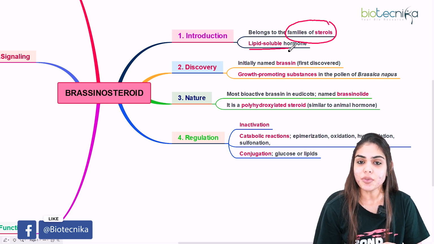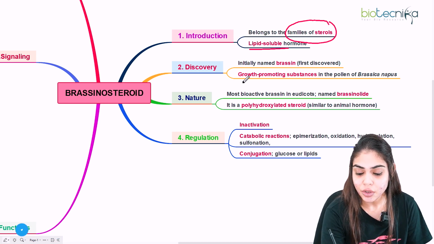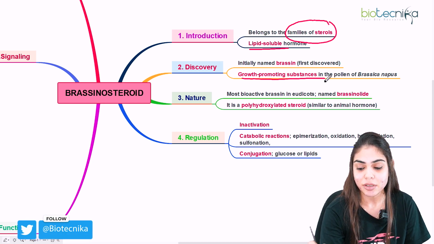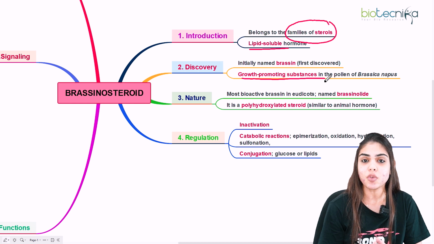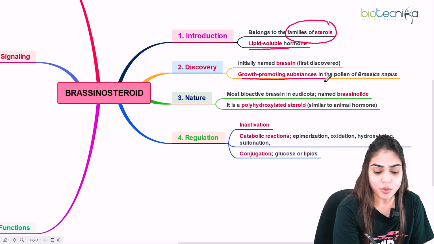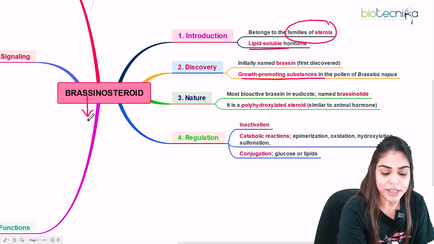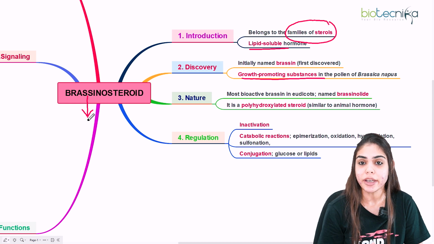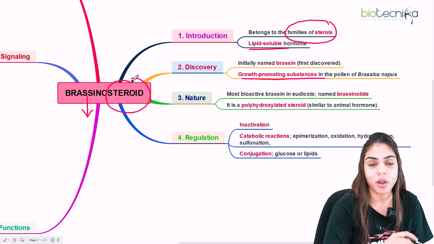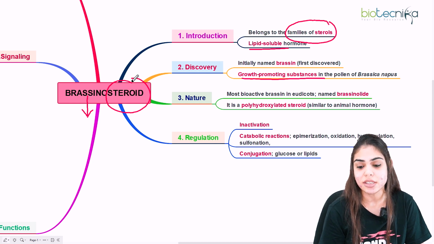They were, for the first time, identified as growth promoting substances in the pollen of Brassica napus, where a compound called brassin was discovered. That's why it is called brassinosteroid, because it was the very first compound that was isolated or discovered in the pollen of Brassica napus, that is a derivative of sterol family, and hence named brassinosteroid.